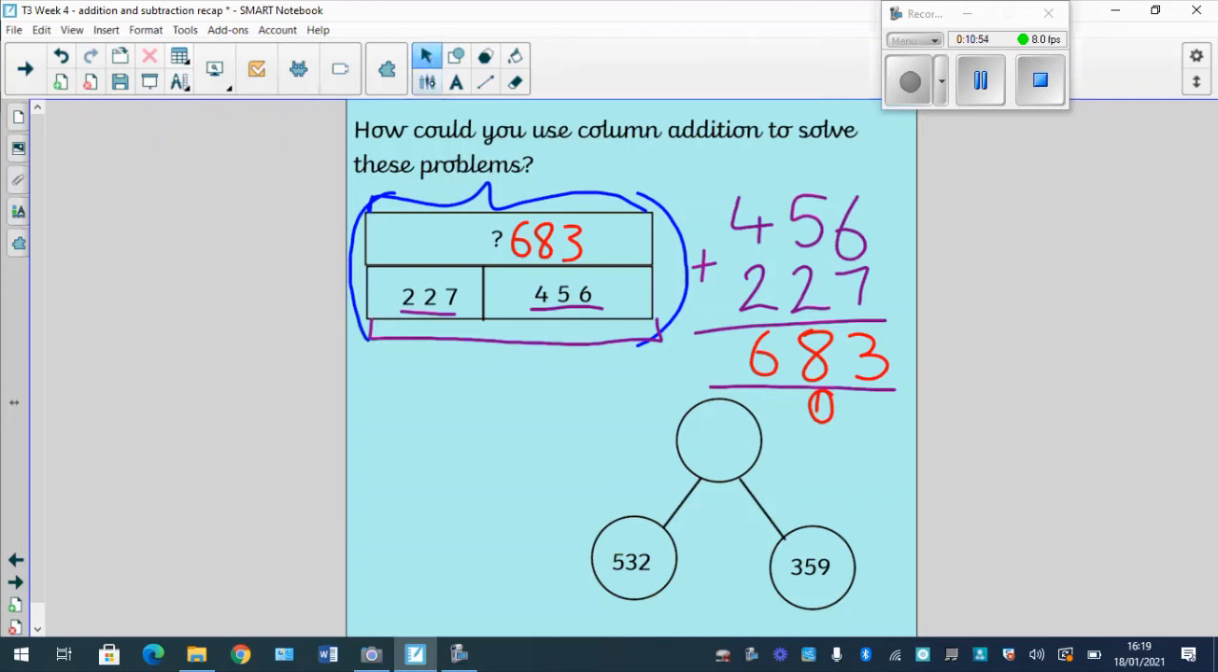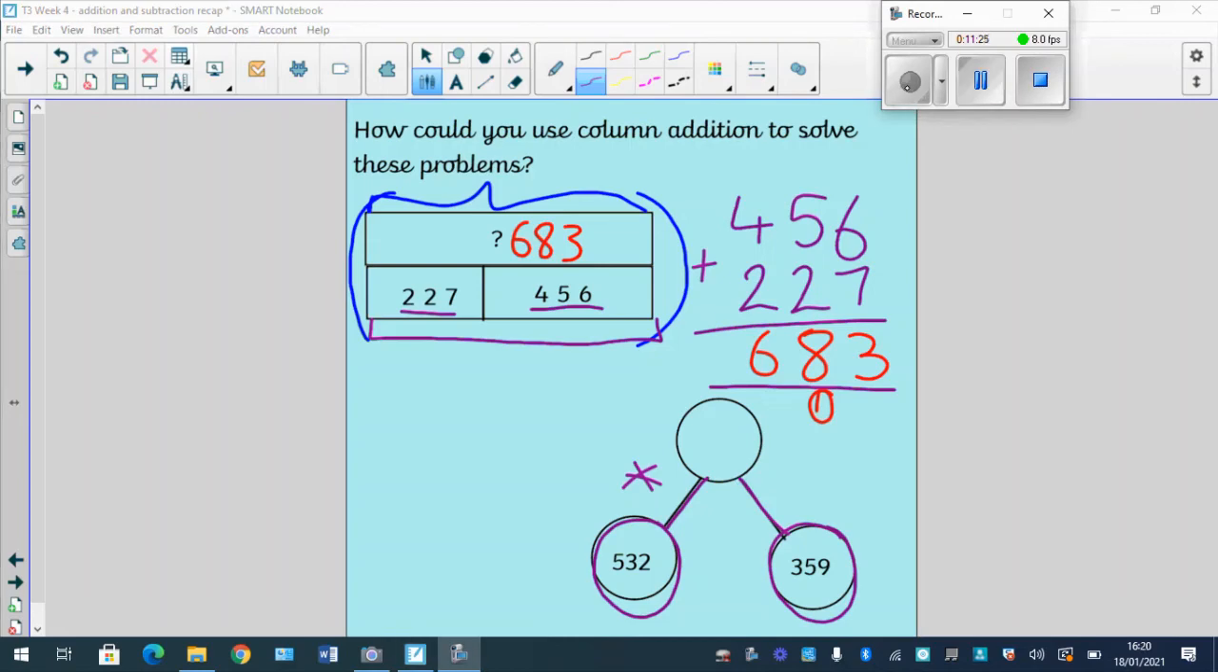Now then, this part-whole model here is exactly the same. I've got one part here, and I've got another part here. And together they combine to make the top part. I wonder, can you use column addition to see if you can find that answer? So, take the time, use a bit of column addition, see if you can find the answer to that question.